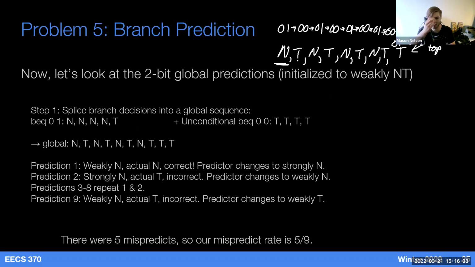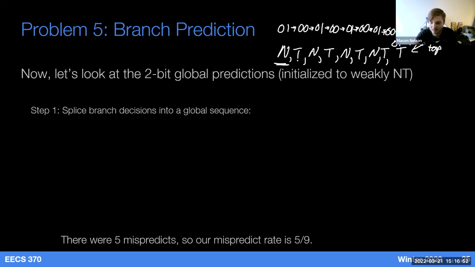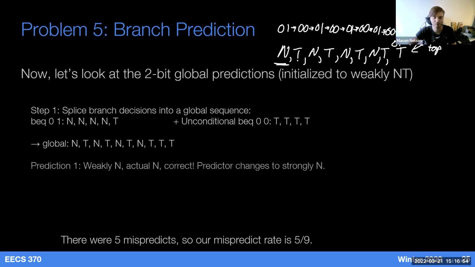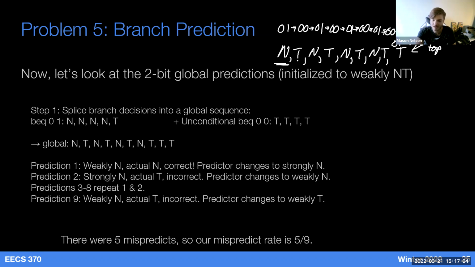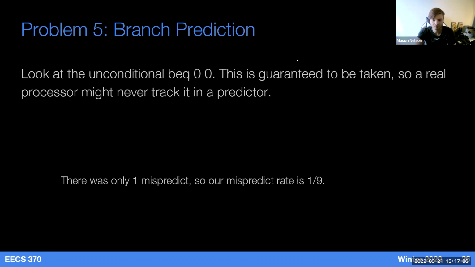So as we can see, even if we're using a better technology of predictor, our global predictor is still not going to really help us because we have these separate BEQs that are constantly going back and forth from each other. So in total, I think our best predictor was the static predictor. We predicted yes for backwards branches and no for forwards branches, because that had the mispredict rate of 1 in 9.